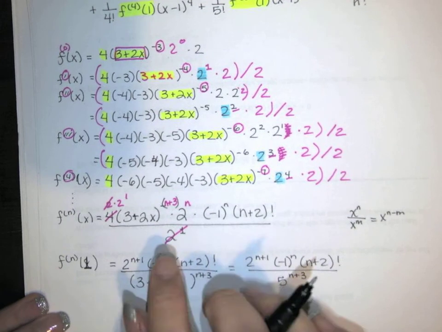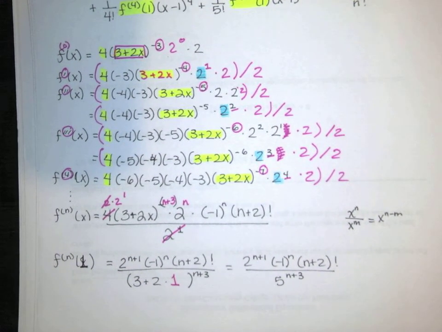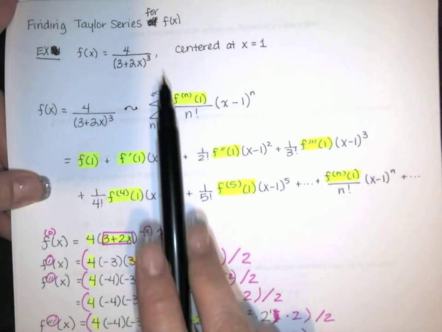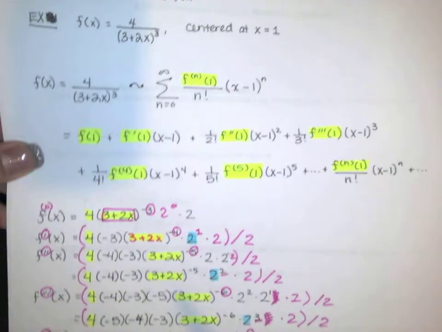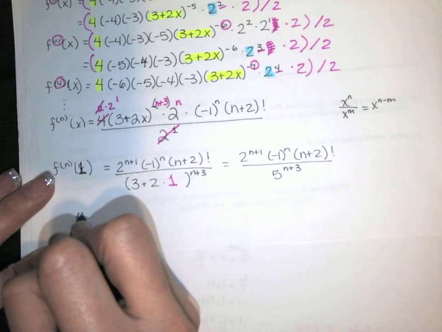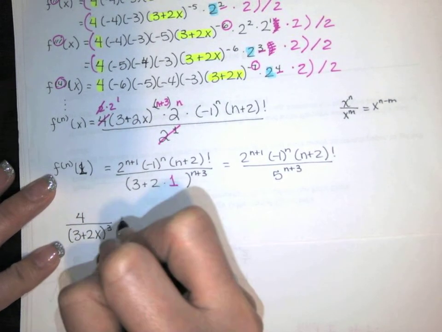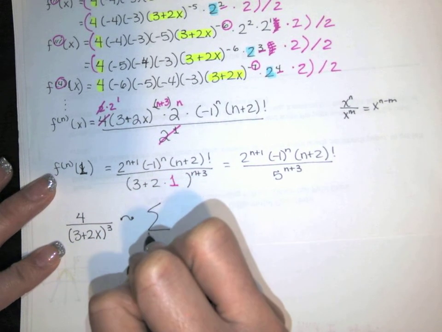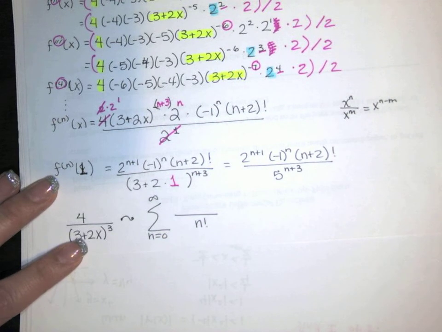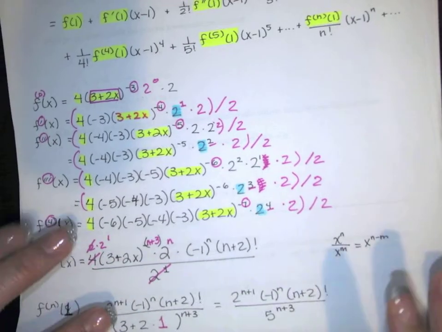Okay, we're not done yet. I know it feels like we're done. We're like, yay, we got the nth derivative of the function at 1, and it's really exciting, but we have not found this guy yet. So our goal was to find the Taylor series, so we need to substitute in up here. Okay. So f of x is 4 over 3 plus 2x raised to the third. That corresponds to this Taylor series. And we're replacing the nth derivative of f at 1. We're replacing that highlighted function with this.